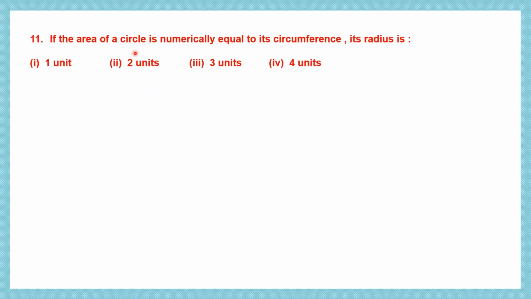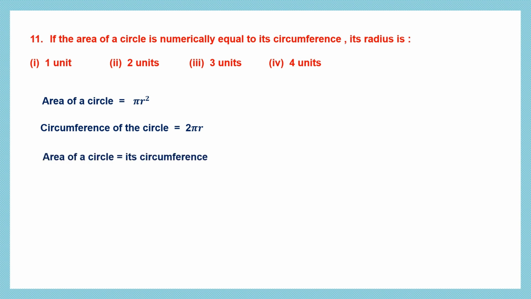Question 11. If the area of a circle is numerically equal to its circumference, so area is equal to circumference, what will its radius be? Okay, so the area of a circle, the formula is pi r square. Then the circumference of the circle is 2 pi r. So this is the formula for area of a circle. This is the formula to find the circumference of the circle. And here it says, what if it is numerically equal? That means this is equal to this by its number. So it's numerically equal. So that means the area of a circle is equal to its circumference.